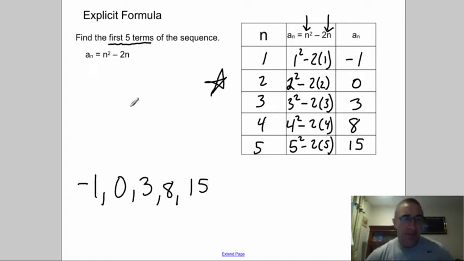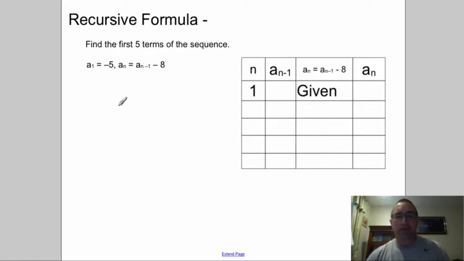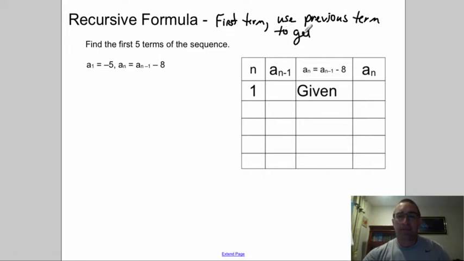Awesome. Alright, so those are explicit formulas. Let's look at a couple of recursive formulas. Now, recursive formulas are formulas where you're going to have the first term and you're going to have to use the previous term to get the next.